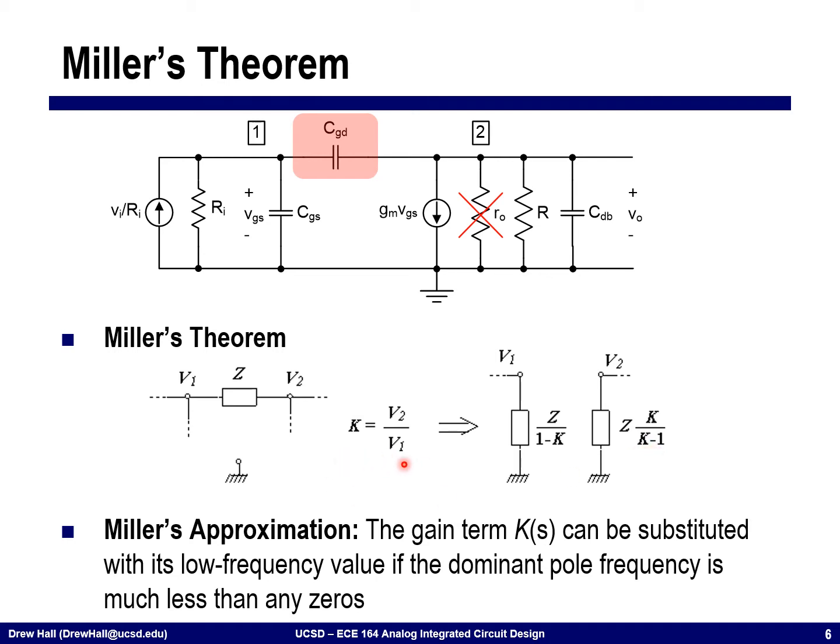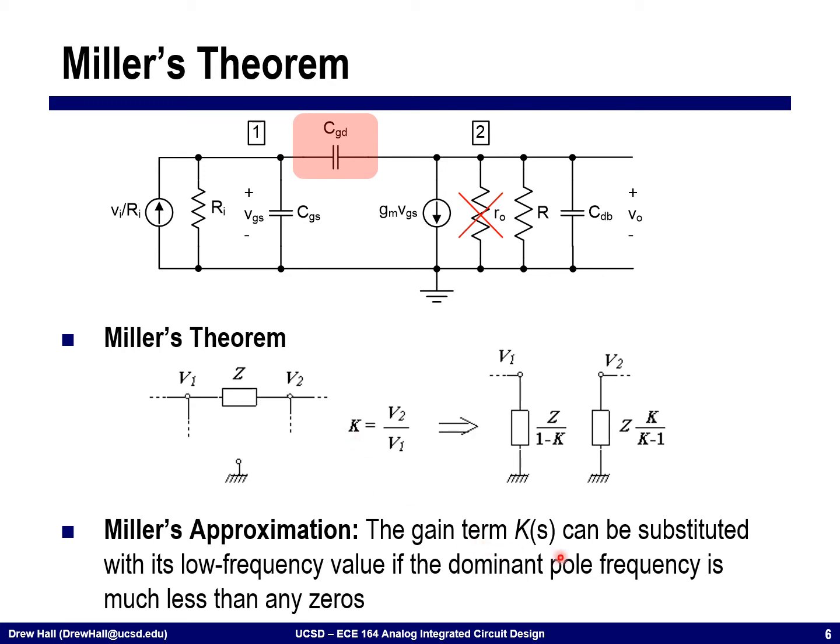Now, Miller's theorem is exact in how it calculates this, and it is provable in the sense that we can show via circuit theorems that it is always true. Okay? The difficulty is that K is often not a constant. K is usually frequency dependent.